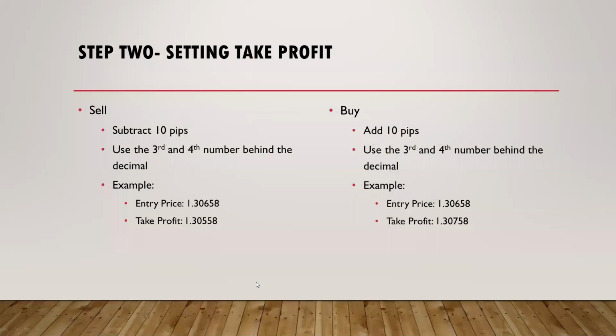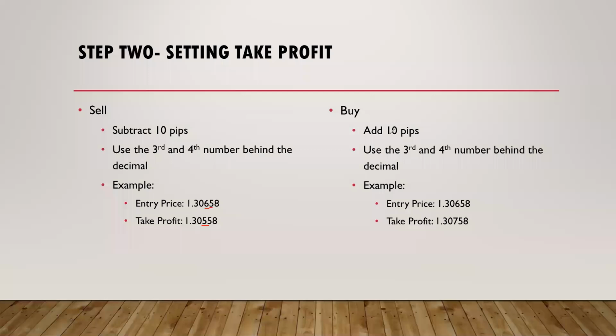Okay, now step 2, setting a take profit. For a sale, you're going to subtract 10 pips. You'll use the third and the fourth number behind the decimal point. So for an example, if your entry price is 1.30658, your take profit, because you're in a sale, is going to be 1.30558. So you're going to subtract from the third and the fourth number, these two right here.